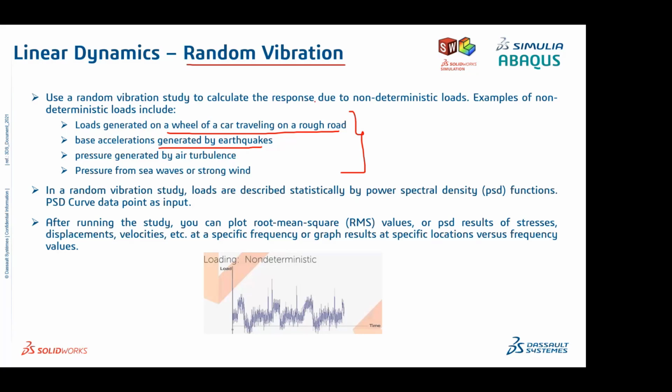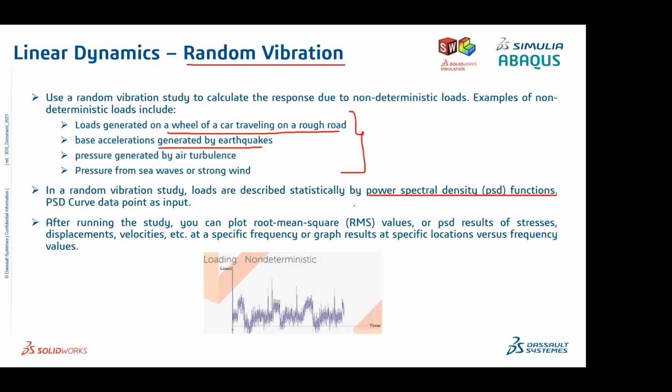So what are the typical inputs for random vibration? The typical input for random vibration will be based on standards. For example, you have designed a module, and this module is going to be shipped, right? During this event, there is a vibration happening. You will get from the standard data set the PSD curve, the power spectral density. This will be the input for the software.